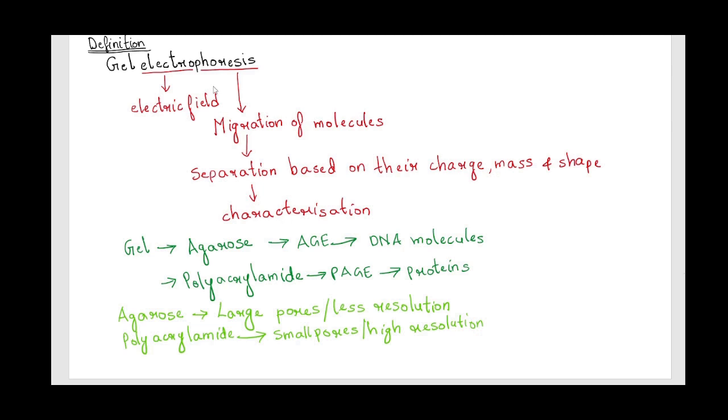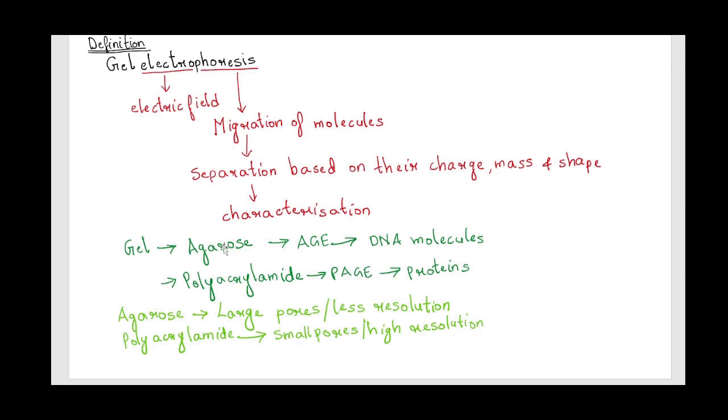So, gel electrophoresis can be defined as a separation and characterization of the molecules in a mixture based on their charge, mass, and shape under the influence of an electric field using the gel as a medium. If we use agarose for the preparation of gel, it is called agarose gel electrophoresis, which is used to separate DNA molecules. If we use polyacrylamide for the preparation of gel, it is called polyacrylamide gel electrophoresis and it is used to separate protein molecules.